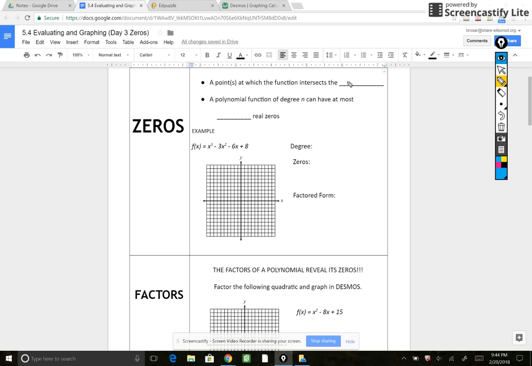So a zero of a function is where it crosses the x-axis, and a polynomial function of degree n can have at most n real zeros. So looking at the first one, my degree is the highest power, so it's 3. And then I'm going to do a sketch here.